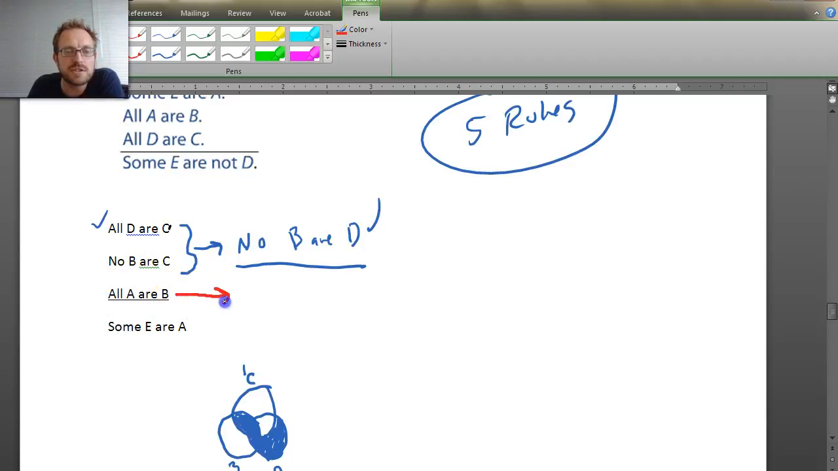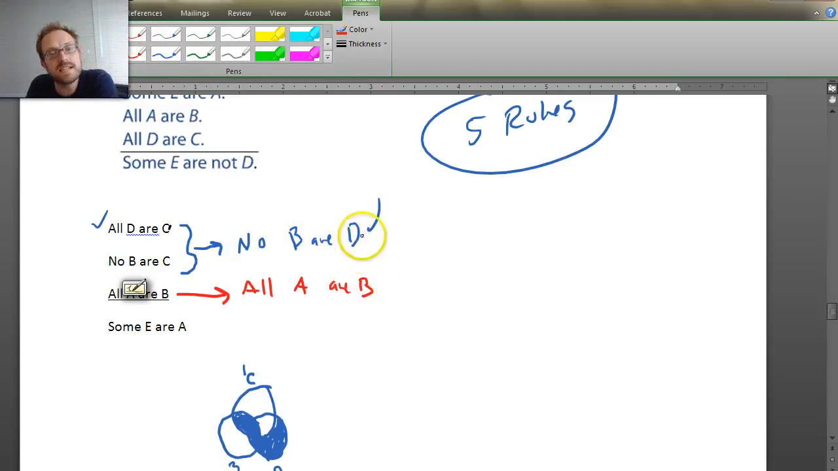So I just basically scoot over this premise here to say that all A are B, and you can notice immediately, right? In fact, we can just erase this line, right? So what I notice immediately is that all A are B here, right? The B here becomes the middle term. The D again is the major term. This is the minor term.